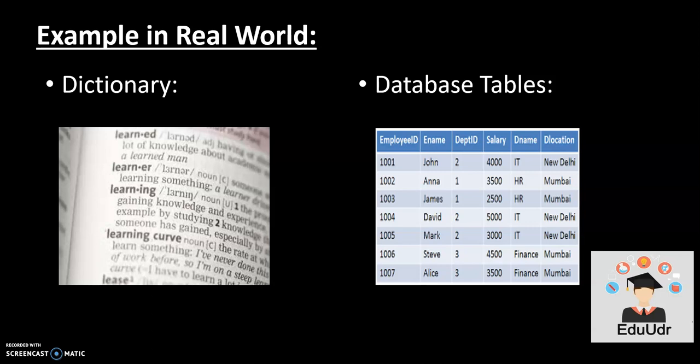See here, from this table, we can get the salary details of a particular person with his or her employee ID. Next, we can find the average of the salaries. We are able to perform operations because the data is organized, right? So these are the two real-time examples of data structures.